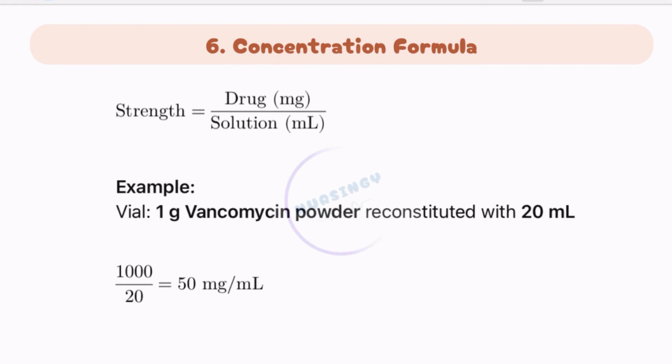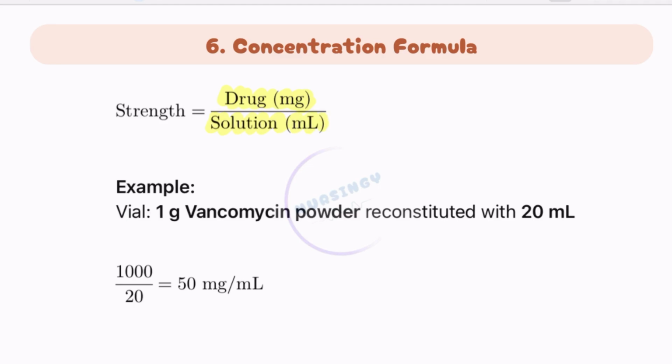Concentration formula. This is very important to find the concentration, because some of the medication doesn't come in liquid form, they come in powder form. So we need to find out the concentration. To find the concentration, you need drug in milligrams and solution in ml.